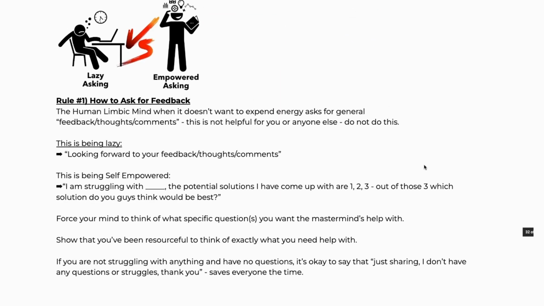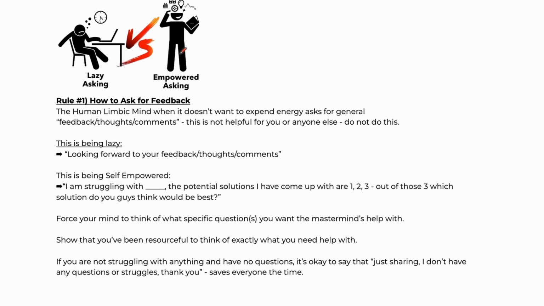Remember, do not just say, hey, here's my SPICE framework, looking forward to your feedback, thoughts, and comments. Somebody's not going to have anything to work with. They don't have any substance to say, yeah, I think that's good, I think this is great, I love this. You're not just looking for random feel-good comments. No, you're looking for something that is actionable and specific, right? So that's why you want to do empowered asking.